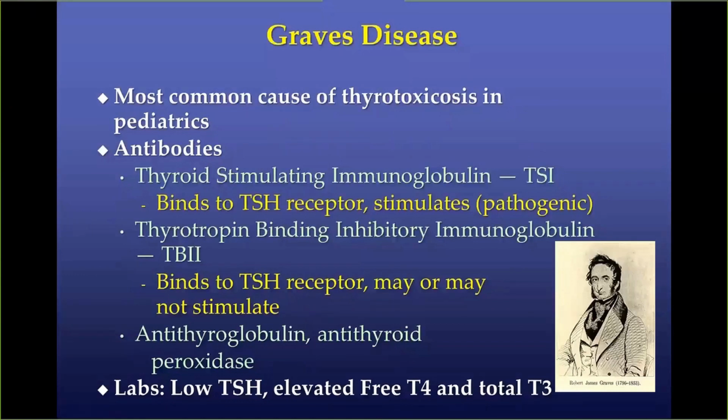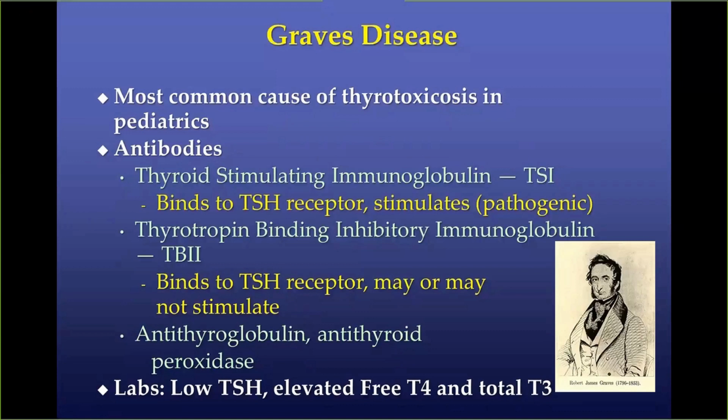Next will be Graves' disease, and that's the other end of the spectrum, which is hyperthyroidism, and that's the most common cause of thyrotoxicosis in pediatrics. Okay, antibodies, as I mentioned earlier, TSI, thyroid-stimulated immunoglobulin, is the most common antibody in Graves' disease. TBII is another antibody. Usually we send for both of those because it will help guide us on treatment. It's just good to know because, as I mentioned, there are a lot of different causes for hyperthyroidism.